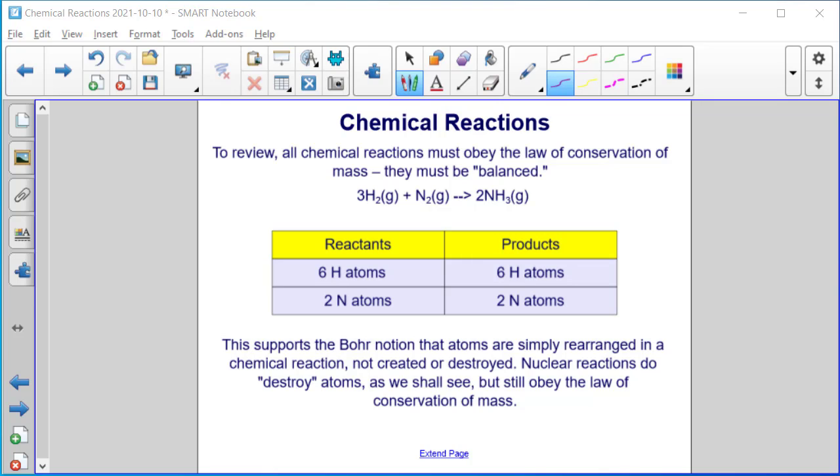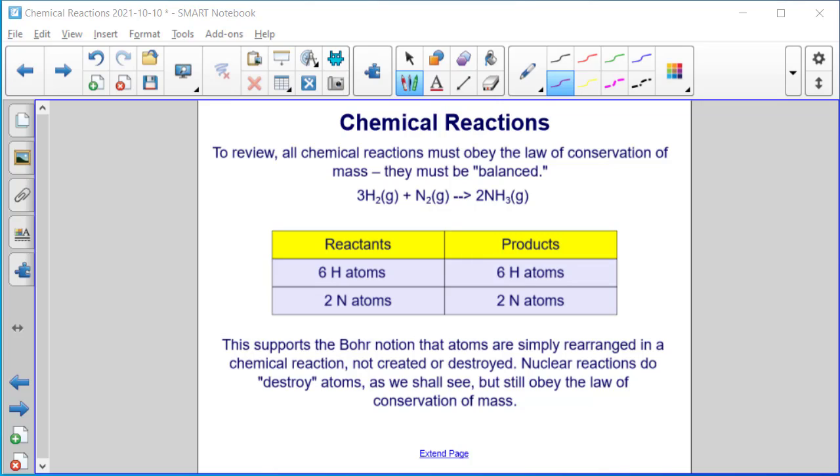To review, all chemical reactions must obey the law of conservation of mass. They must be balanced. So in this reaction, it is now balanced because we have 3H2, which is 6H atoms on the reactant side, N2 is 2N atoms on the reactant side, and then 2NH3 would be 2N atoms on the product side and 6H atoms on the product side.